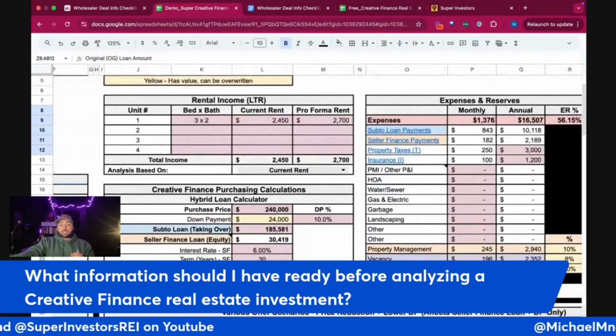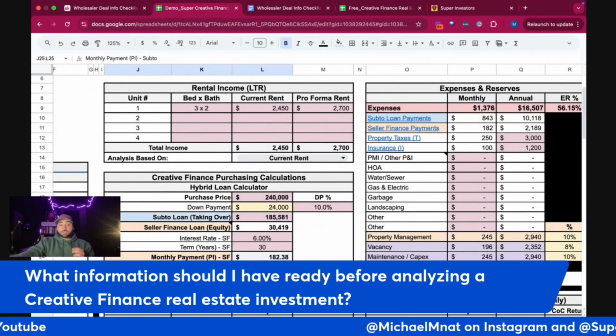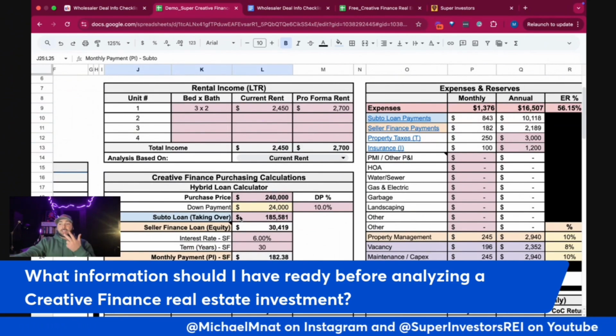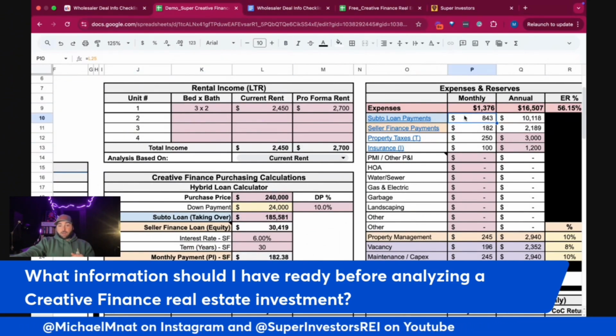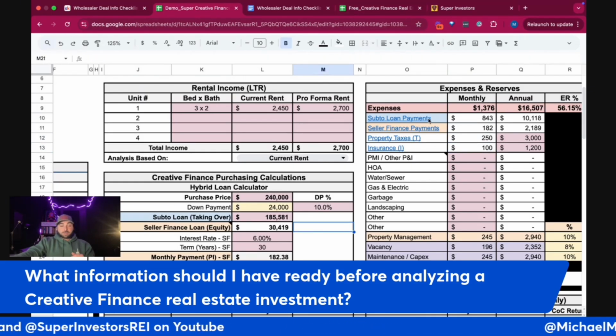But at minimum, you need to know how much you are paying each month towards the mortgage, principal and interest on the loan, and then taxes and insurance, right? Principal and interest right here for the sub 2 loan, taxes and insurance broken down here, or you just take that value and replace it in total right there. And you need to know how much loan you are taking over.